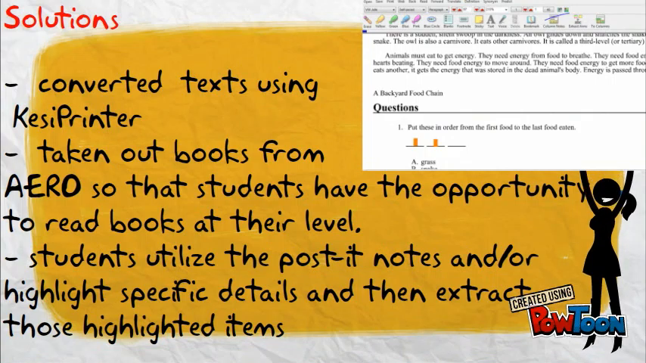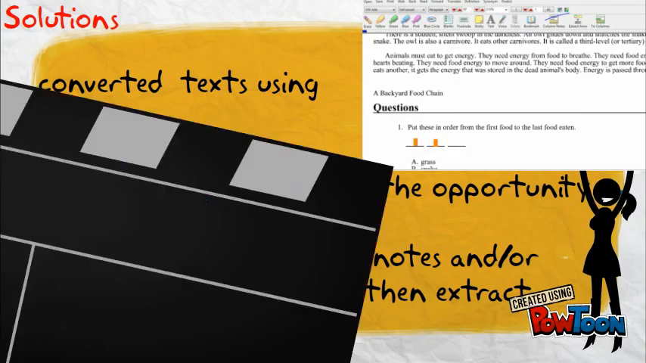I can convert text for students using Kurzweil Printer. I can also take out books from Arrow so that students have the opportunity to read books at their level. Students can also utilize it to post-it notes and or highlight specific details and then extract those highlighted items.